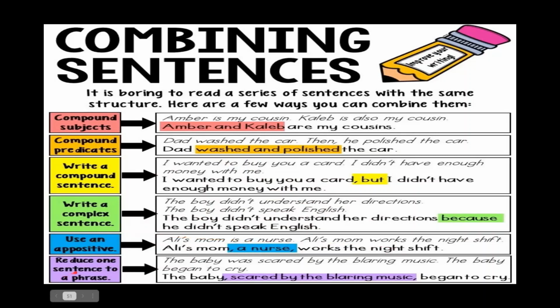And the last one is to reduce one sentence to a phrase. So the baby was scared by the blaring music. The baby began to cry. You can say the baby scared by the blaring music began to cry. So all those are strategies you can use to combine sentences. Like I said, you can choose whichever strategy works best for your writing.